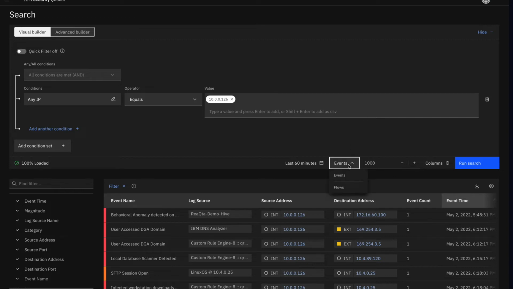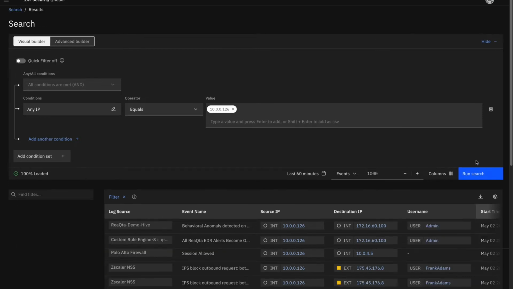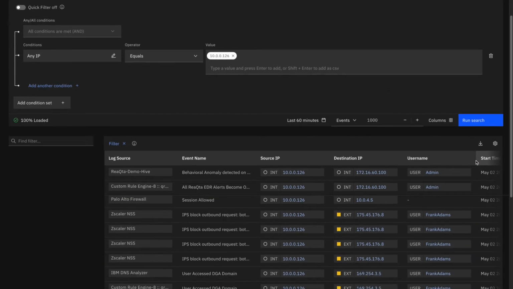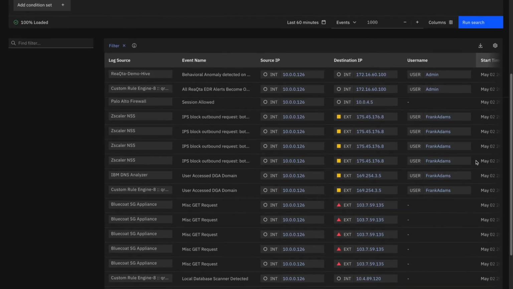And we can also leverage this against our events and flows, which again is something that we've been talking about is extremely important in this case and what makes QRadar so special. So we're first going to search against our events, sorry about that.